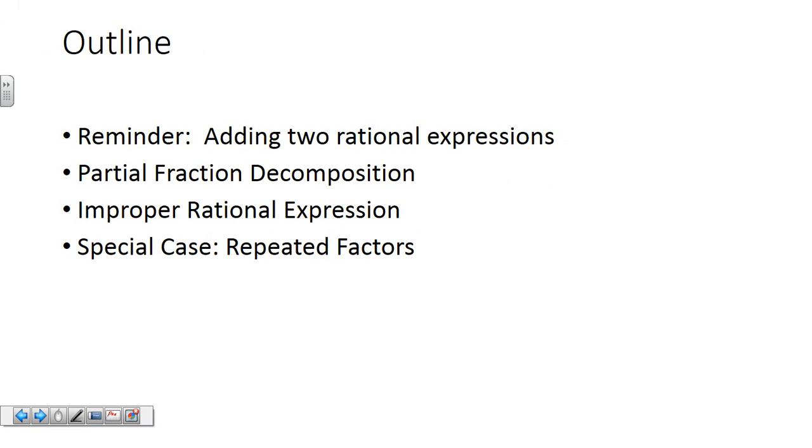Our outline for this video will take a look back at where this whole idea comes from by taking a look at how we add two rational expressions. Then we'll take a look at a process behind solving partial fractions and finding what we refer to as partial fraction decompositions. Then we'll take a look at what we have to do when it's an improper rational expression. And then finally we'll be taking a look at a special case where the bottom of the rational expression is a little bit more complicated.